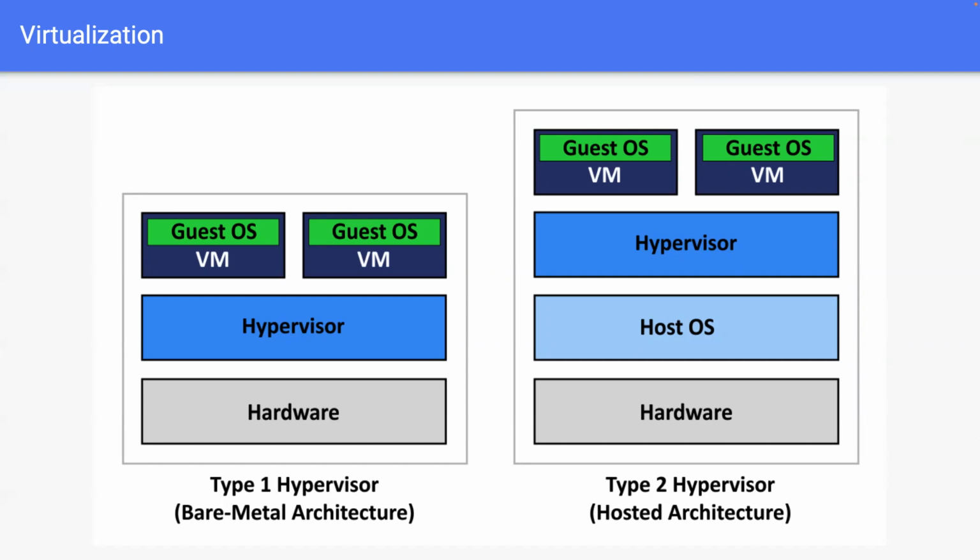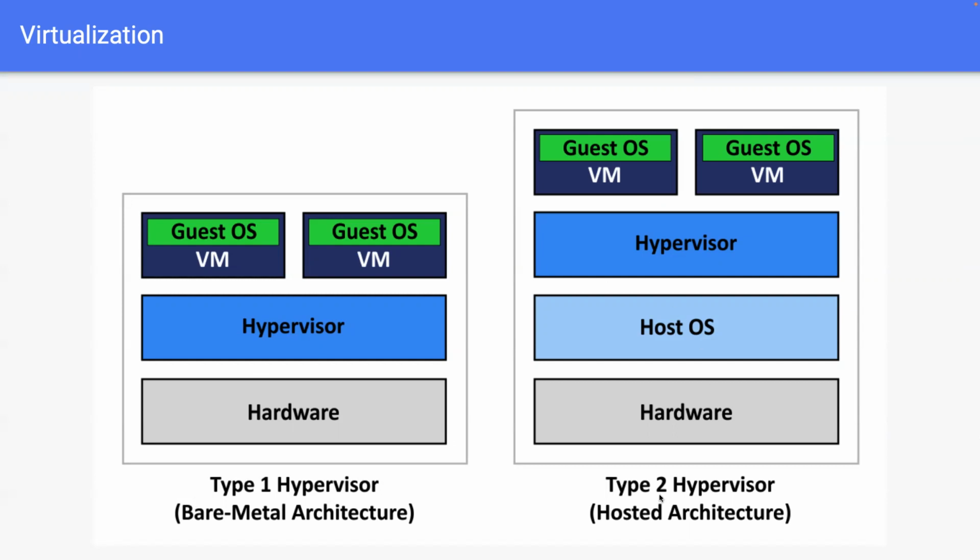There are two types of hypervisors. There is the bare metal, which operates directly on top of underlying hardware, and the hosted, where it runs on top of an existing operating system. Things like ESXi from VMware is an example of a type 1, where you install ESXi on a piece of hardware, and then you can run virtual machines there.